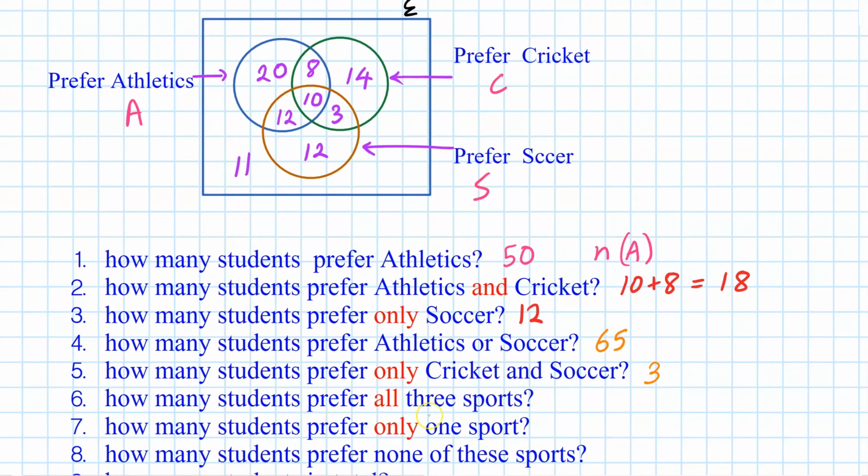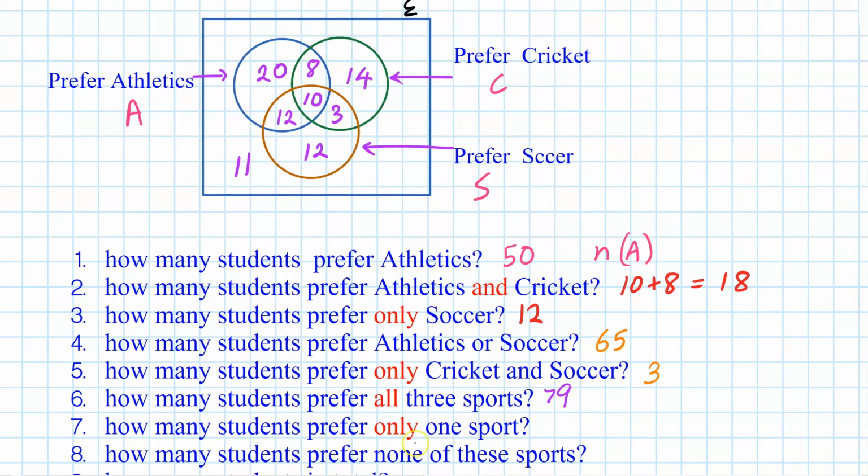How many students prefer all three sports? Well, you have to add all. Now you can see we added earlier athletics or soccer up to 65, and then the rest is just here, 14. That will give us 79.